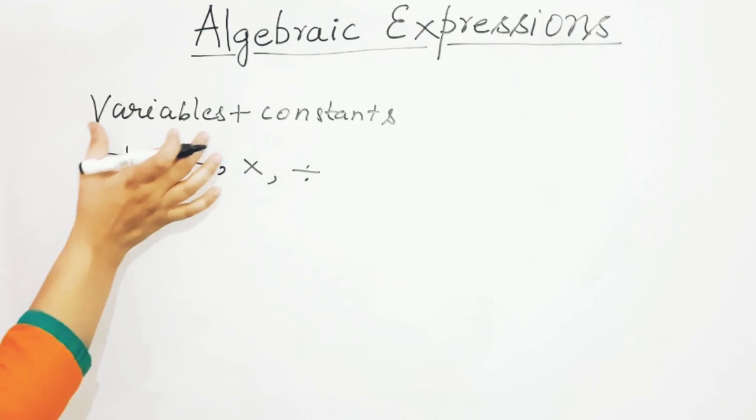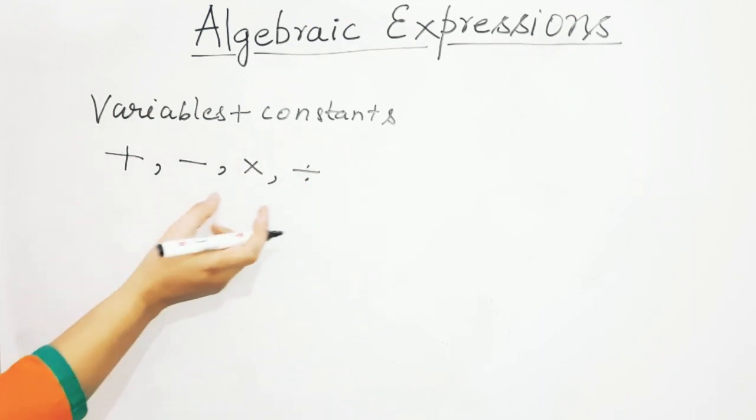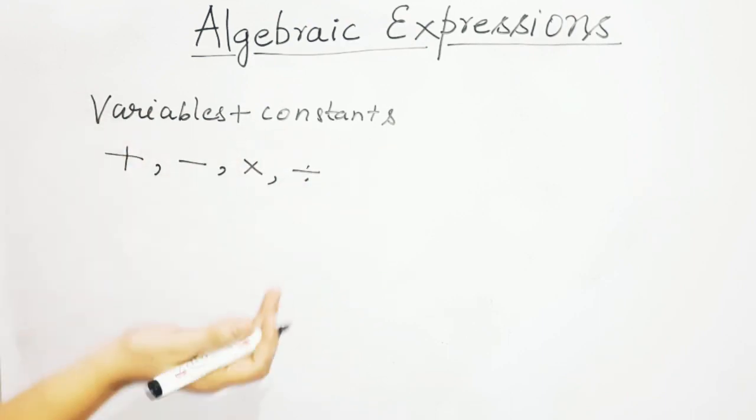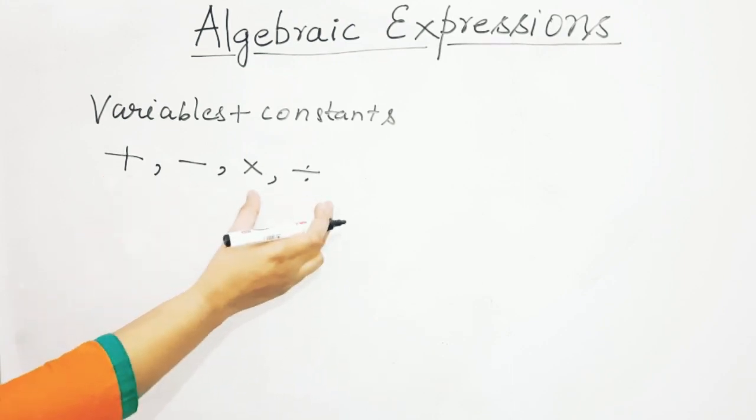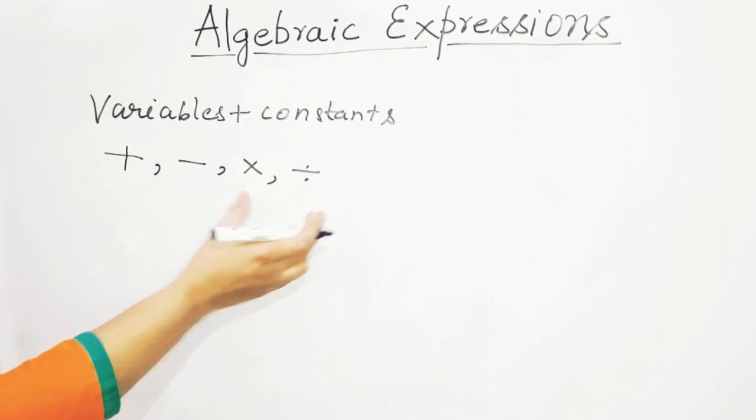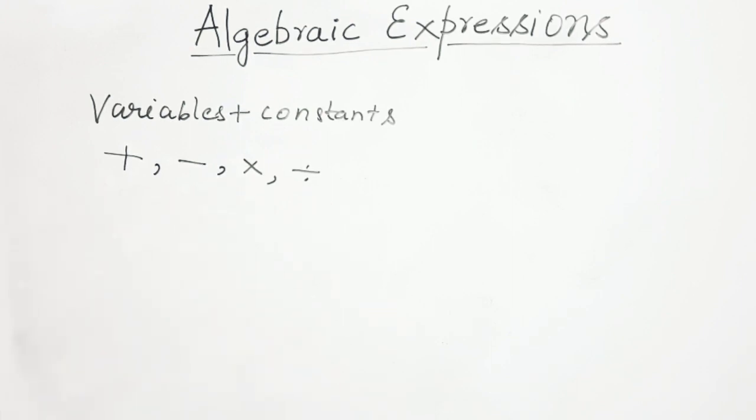Either those variables and constants will be added, subtracted, multiplied or divided, and either they can, these signs can also be there. So an algebraic expression is a combination of constants and variables connected by some, either some of these or all of the four fundamental operations, that is plus, minus, multiply and divide. That is called an algebraic expression. I hope now it is very clear what algebraic expressions are.